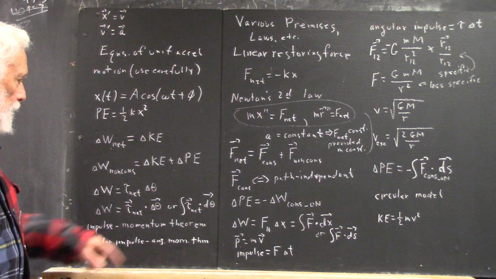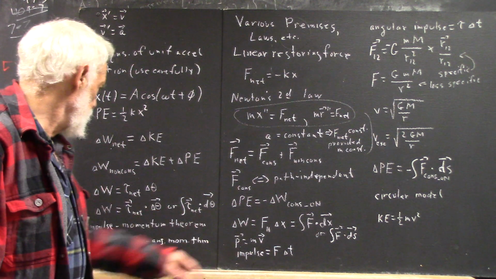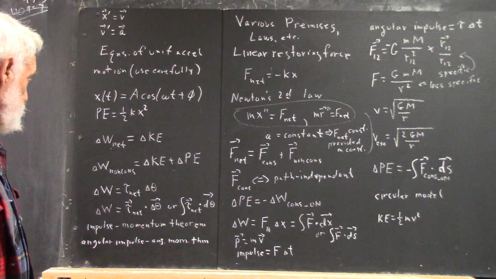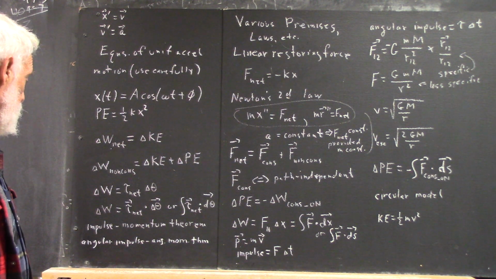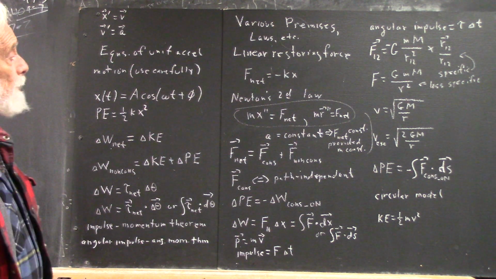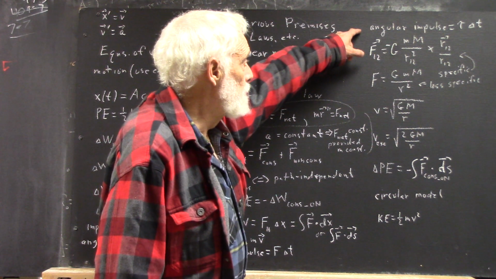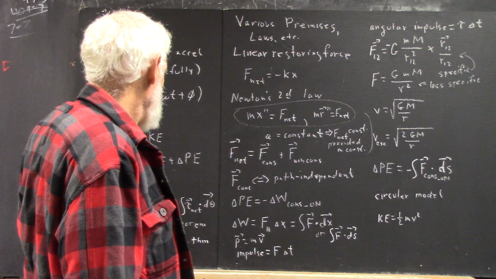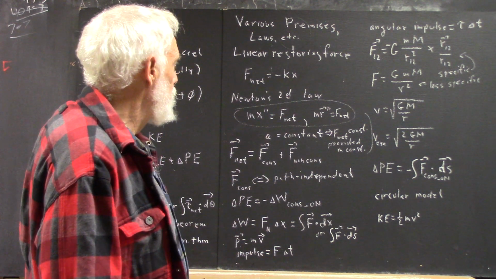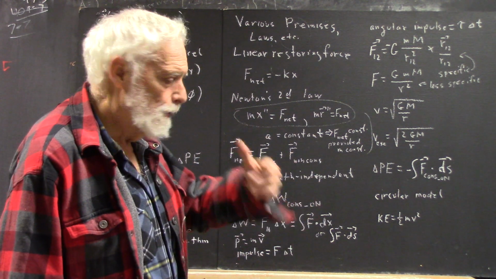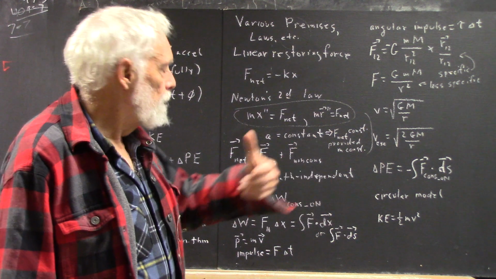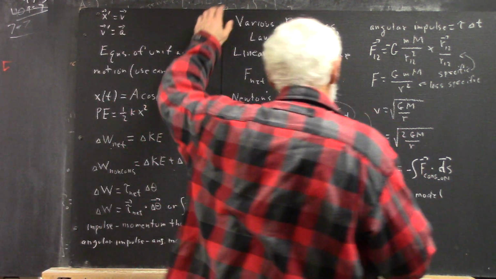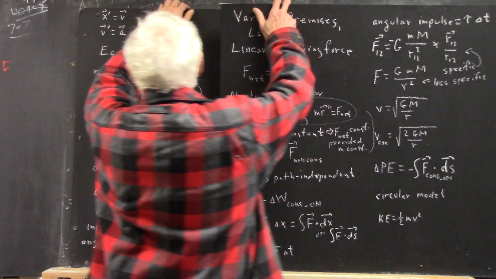You have the impulse momentum theorem, which says that this is equal to this. You have the angular impulse angular momentum theorem, which says this angular impulse is equal to the change in angular momentum. I don't know that I have the definition of angular momentum there, although we talked about it in the preceding video and in class, but I don't know what's coming up over here, so let's see.